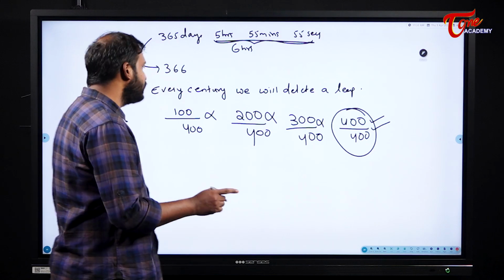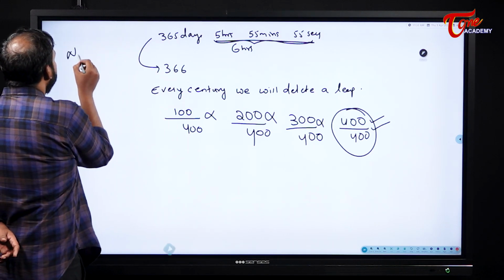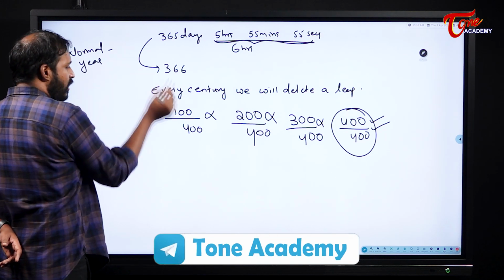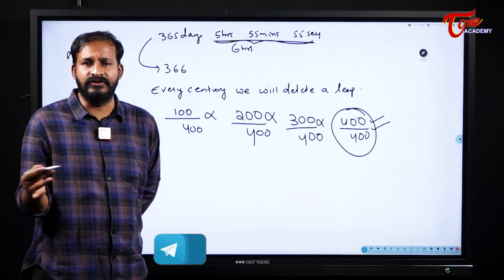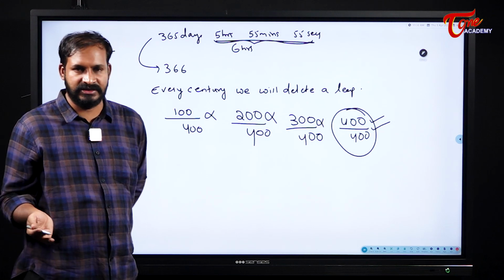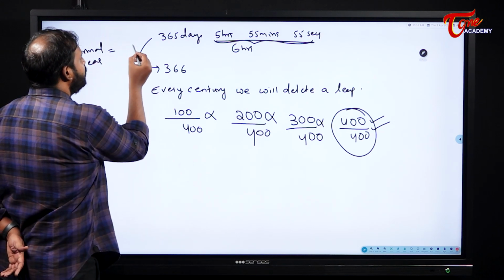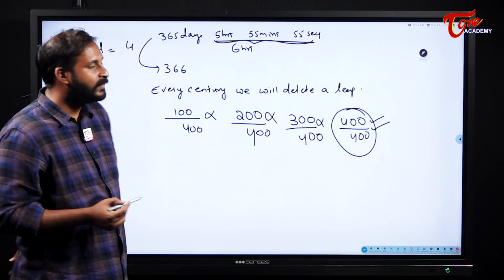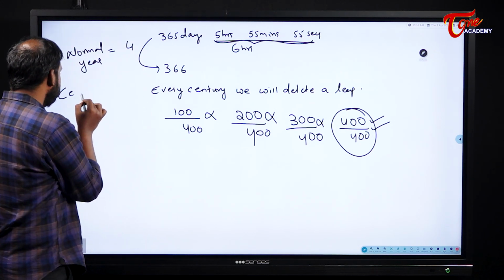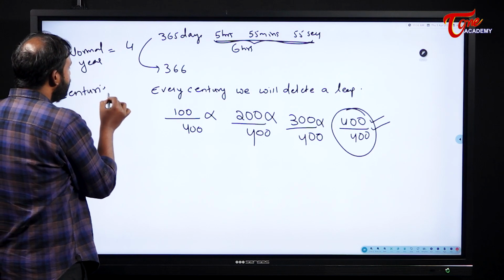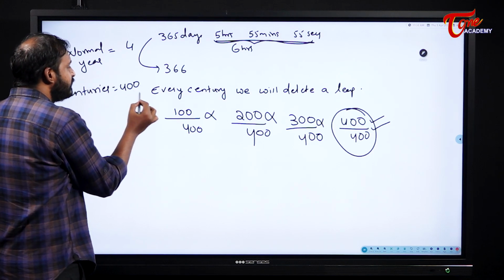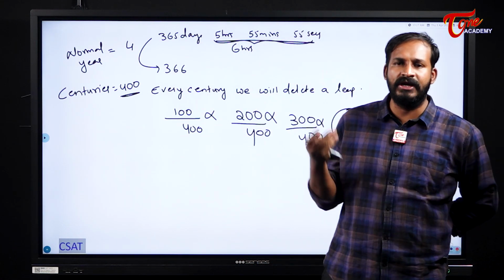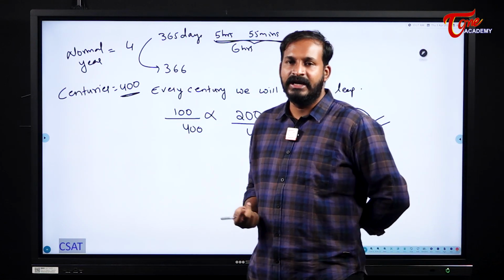That means, simply students, if it is a normal year, just normal years which we have seen, 2016, 2024, 2020, these types of years, we will divide it by 4 and check whether it is divisible to decide if it is a leap year or not. In the case of centuries, we will divide by 400 and then decide whether it is a leap year or not. Centuries means 100, 200, 300, 400, 500, 600, 700, 800, like this.